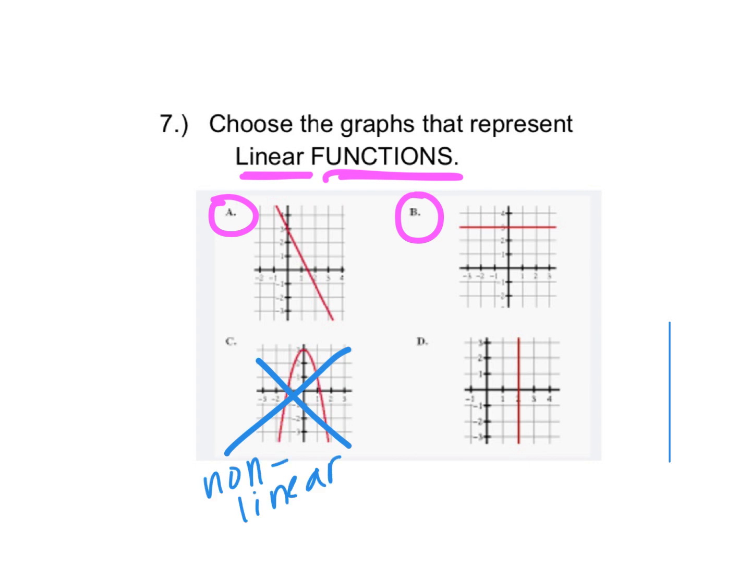And then D, it's linear, but it's not a function, because if I grab a line and I try to do that vertical line test, you can see all the points hit the line. So this one is not a function, so we can't say it's a linear function. It had to be linear and be a function. So just A and B for number 7.